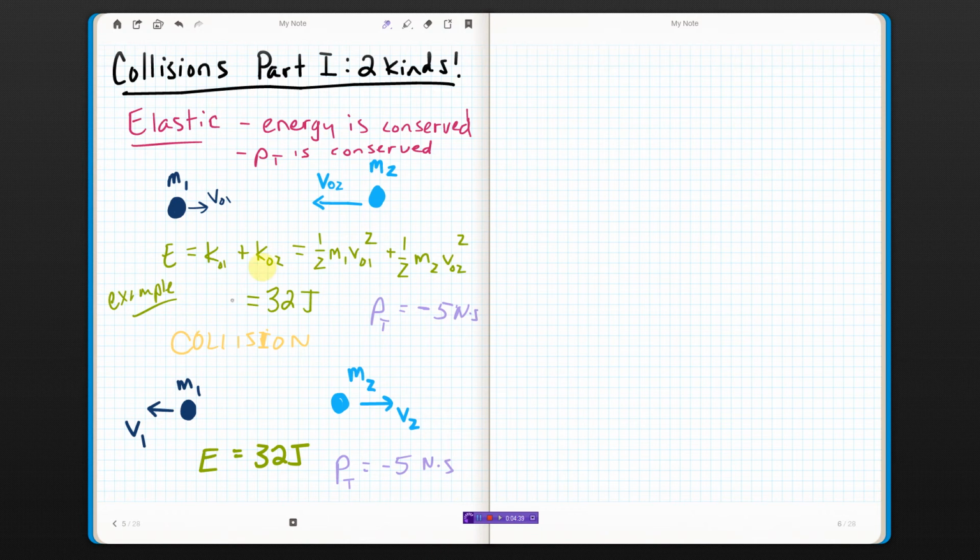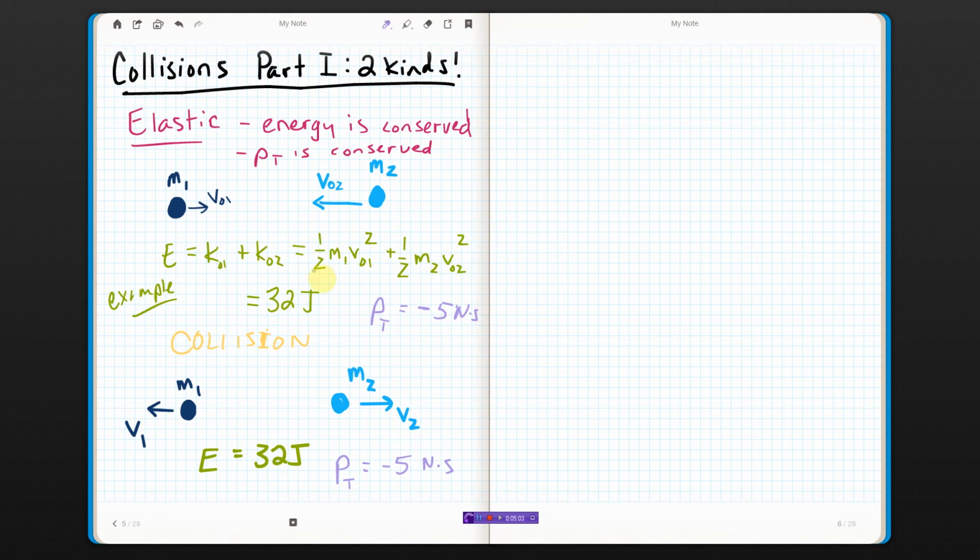Now, in real life, you don't get a lot of these, because most of the time you lose some of this 32 joules, this energy, to other forms of energy. It's not going to stay as kinetic. Maybe when the balls hit, they get deformed a little bit, and as they're being smushed, they heat up a little bit. In that case, some of that 32 joules will go to thermal energy.